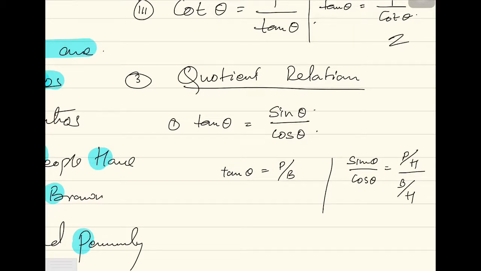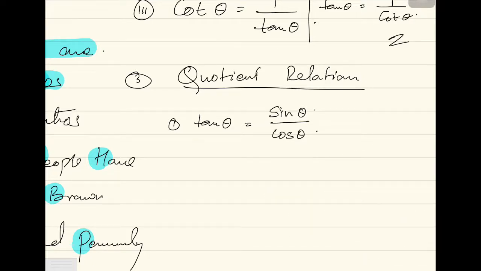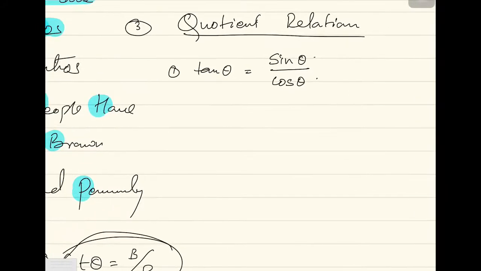Can I write like this? H and H get cancelled. You are getting P by B. So check this, P by B, and they are equal. So tan theta is actually equal to sine theta by cos theta. Correct? Okay. The second one, similarly, if I just reciprocate, what will be cot then?